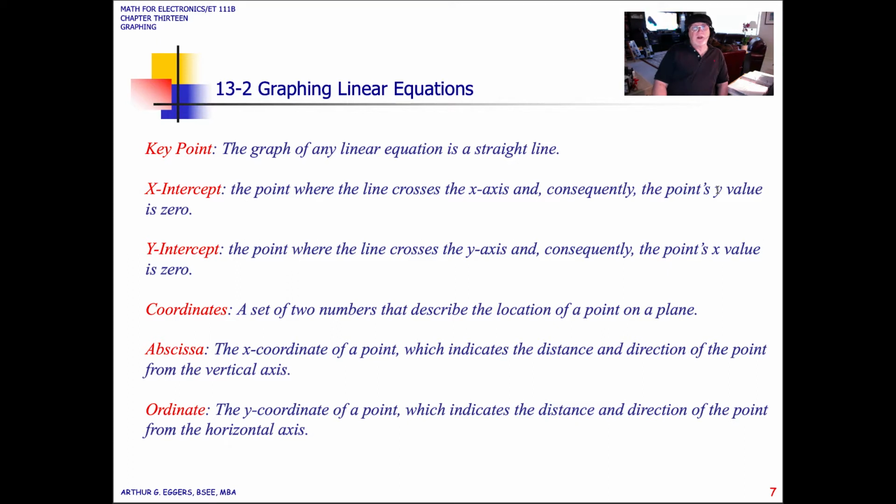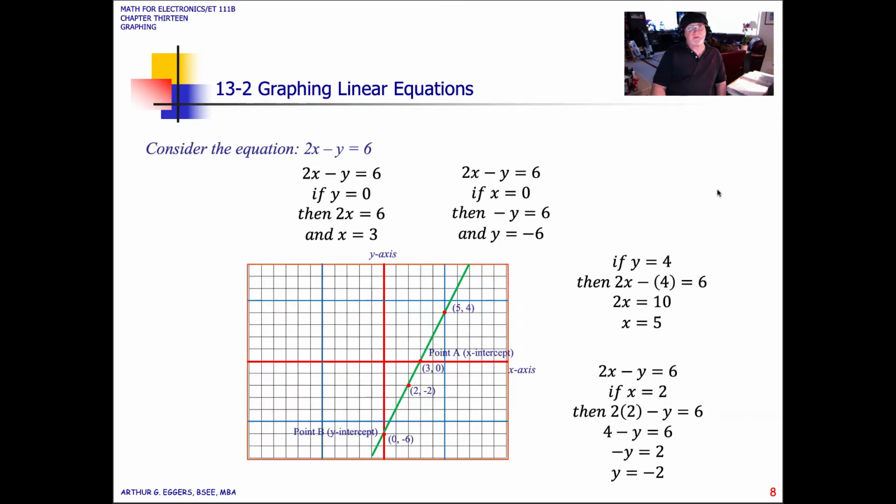The two other terms are the abscissa and the ordinate. The x-coordinate of a point, which indicates the distance and direction of the point from the vertical axis, becomes the abscissa. The ordinate then is the y-coordinate of a point, which indicates the distance and direction of the point from the horizontal axis. And these will become more important to us as we do graphing, but as we start getting into complex numbers and in electronics, doing vectors and phasors.